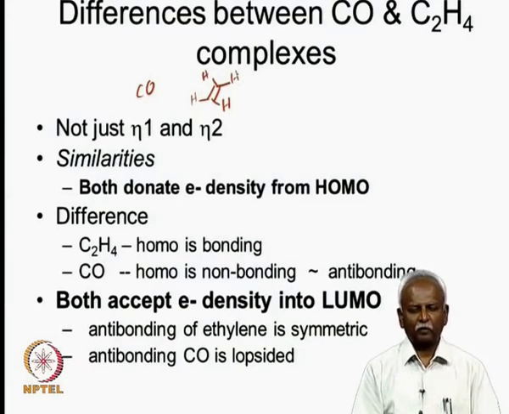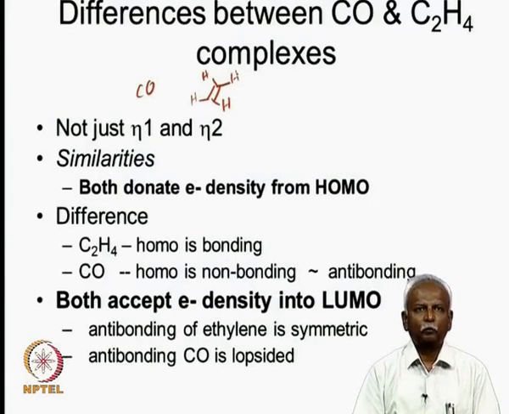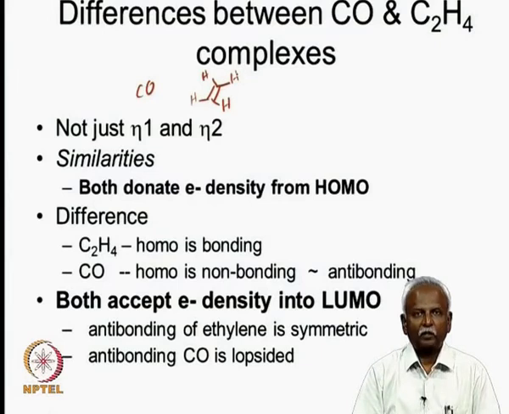That is not the only difference, or that is not the only similarity. In terms of electron density donation from the HOMO, probably ethylene is a little better than carbon monoxide. The HOMO in ethylene is bonding. So, when you remove electron density from the HOMO, it weakens the carbon-carbon bond. Both carbon monoxide and ethylene accept electron density into the pi star orbital, and this weakens the ethylene carbon-carbon double bond. The CO, on the other hand, has a slight difference because the HOMO is non-bonding, if not slightly anti-bonding.